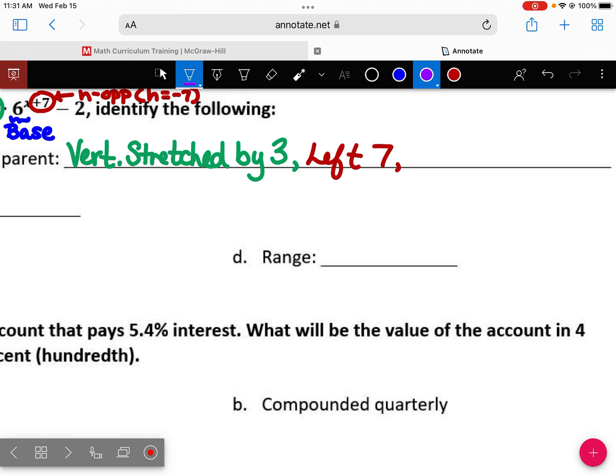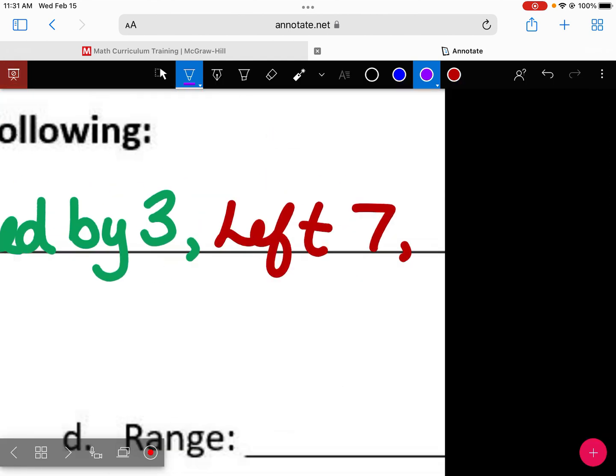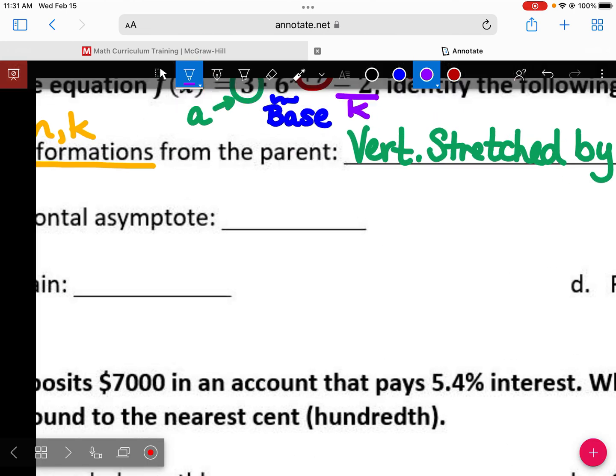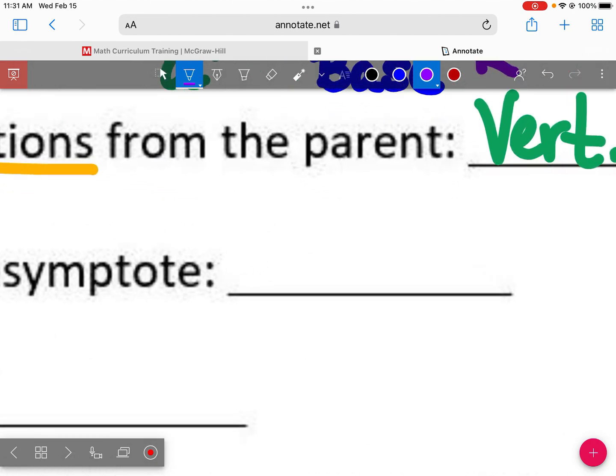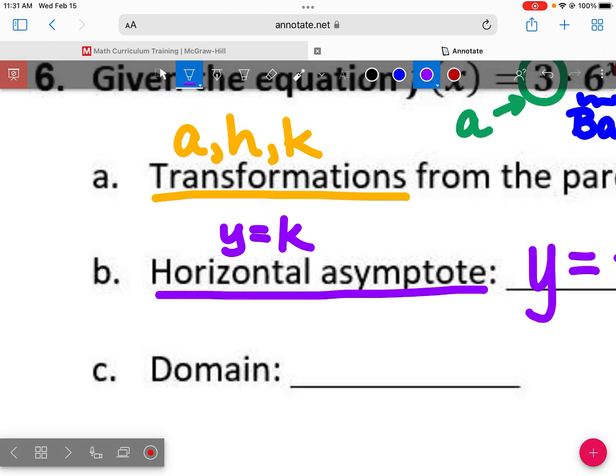So then I move on to K. K is -2. It goes down 2. What else does K tell me about? The asymptote. What will my asymptote be? Y equals -2, because it's always Y equals K. Nice work.